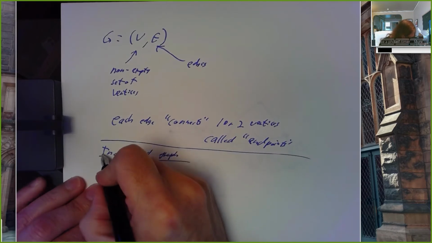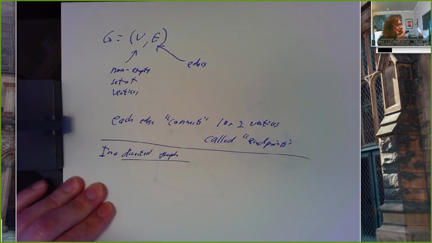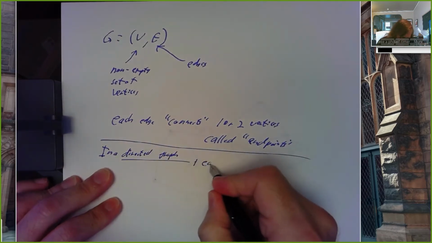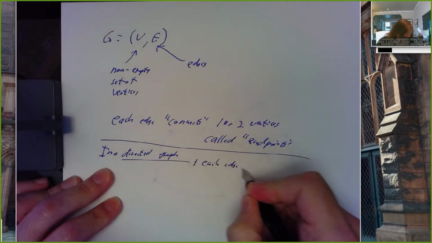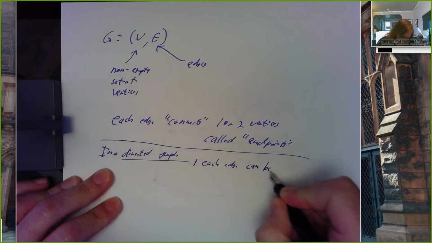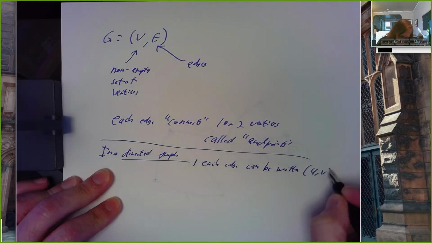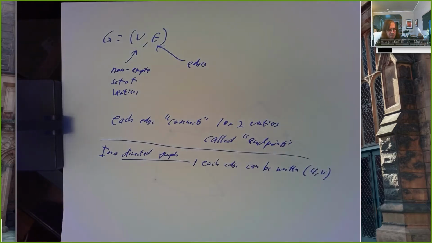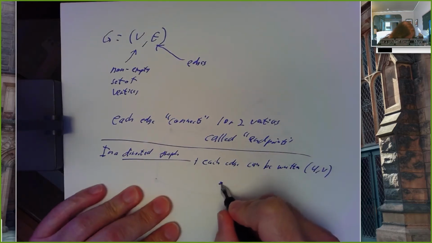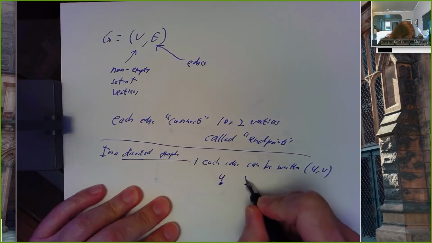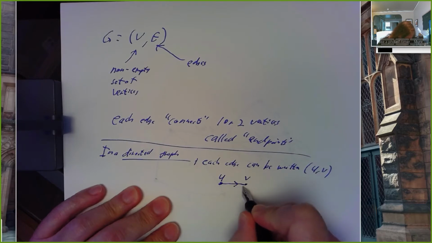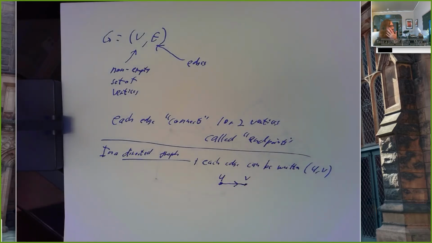Yeah, rabbit holes. In a directed graph, each edge can be written as an ordered pair UV, and it looks basically like this. We have an edge going from U to V.